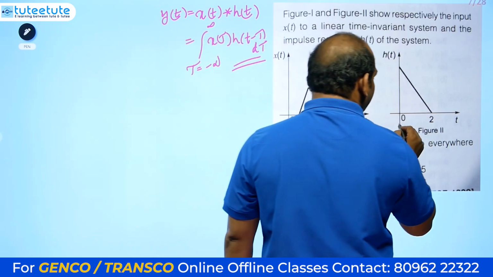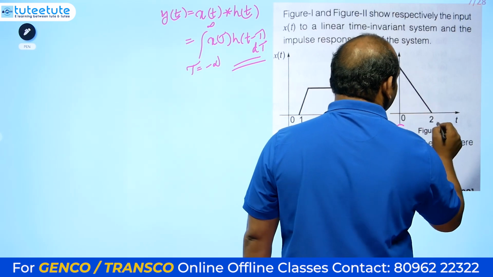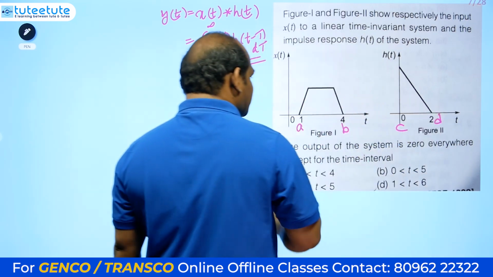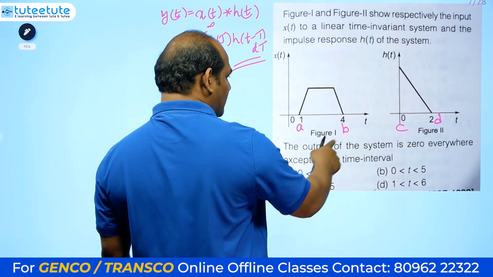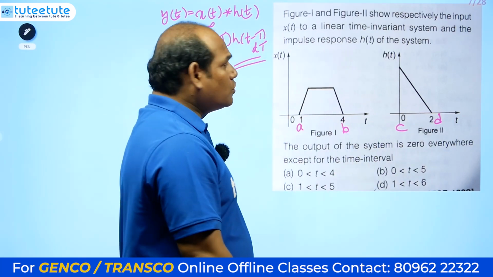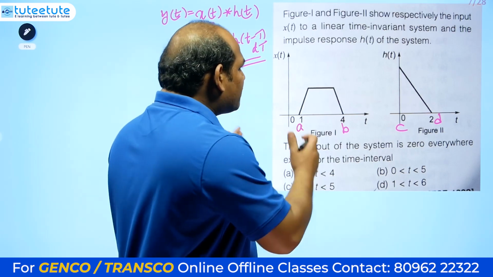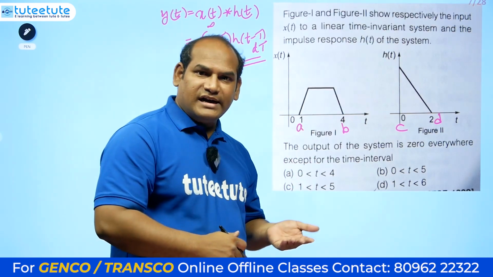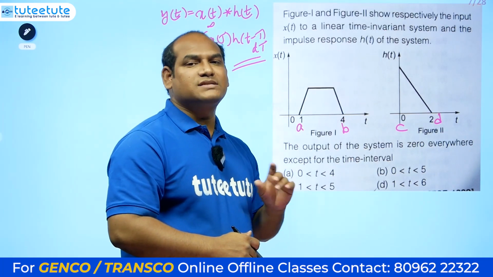h of t starts at t is equal to c and h of t ends at t is equal to d. That means here a is equal to 1, b is equal to 4, c is equal to 0 and d is equal to 2. So what we need here is from where this output will start and at what time this output will end.